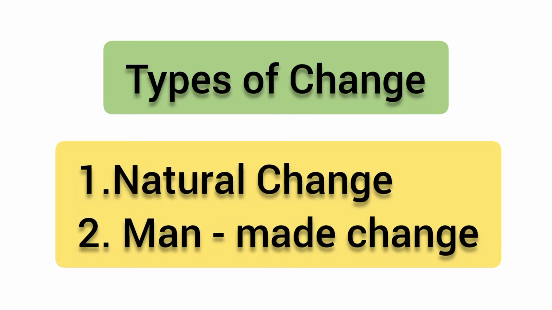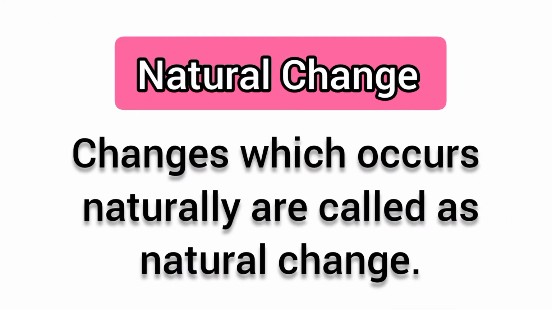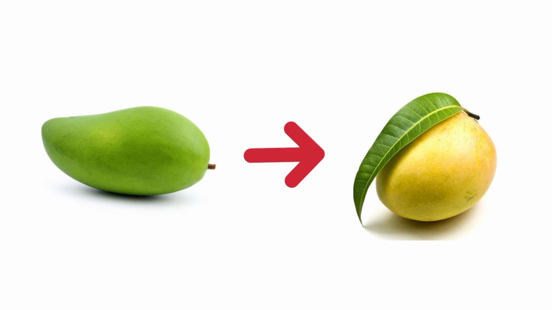Students, from all these examples, we can classify changes into two types like natural change and man-made change. See, what is meant by natural change? Changes which occur naturally are called as natural change. For example, raw mango changes to ripened mango. This is a best example of natural change.